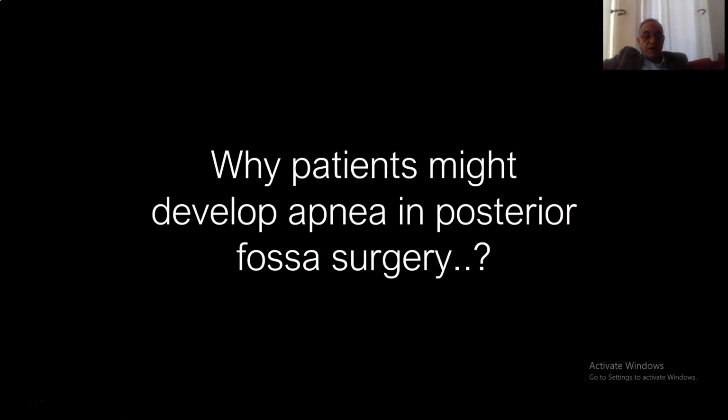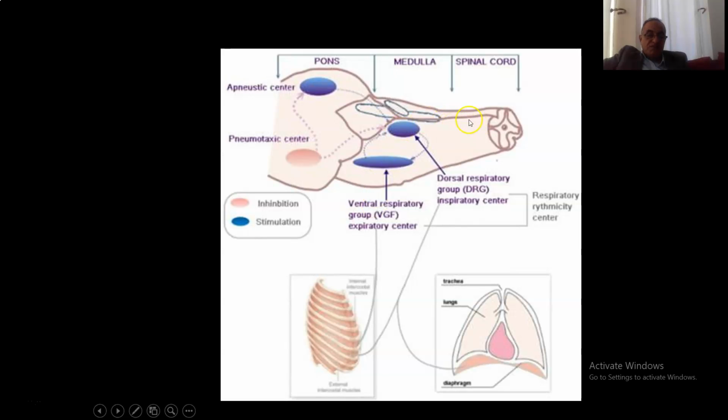So why do patients develop apnea in posterior fossa surgery? Sometimes if you operate on a tumor adherent to the brainstem surface, adherent to the medulla, you get a fully conscious apneic patient. Why? Because we have respiratory centers, part of the visceral nuclei of the brainstem. This is the cause: the dorsal respiratory group, the inspiratory center, which is the only one supplying the diaphragm. 80% of respiration depends on the diaphragm, and it also supplies the intercostal muscles.